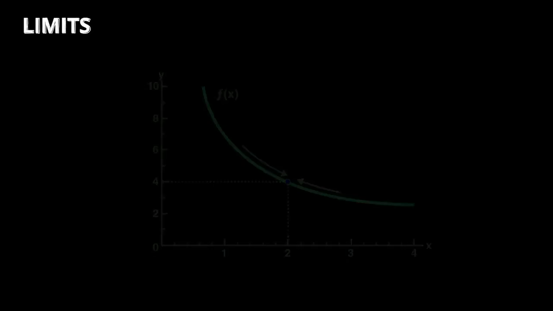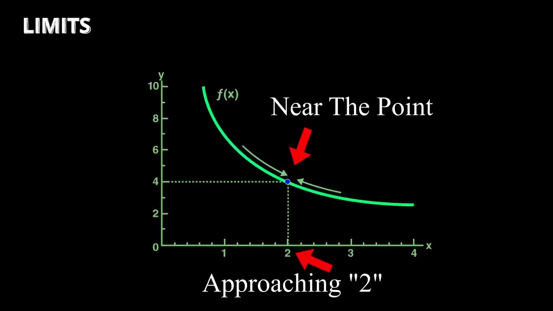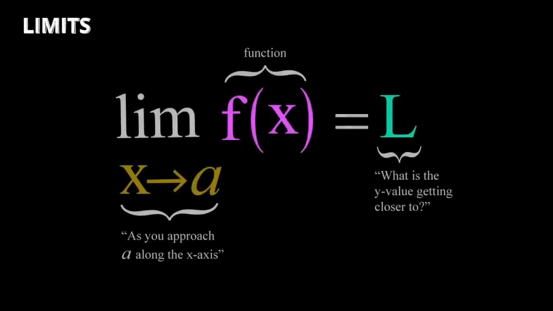Limits. Limits describe how a function behaves near a point, not on the point itself. There's a value that the x always approaches and gets infinitely close to, but never touches. The general expression of limits is this. It is read as the limit of f of x as x approaches a is the value L.